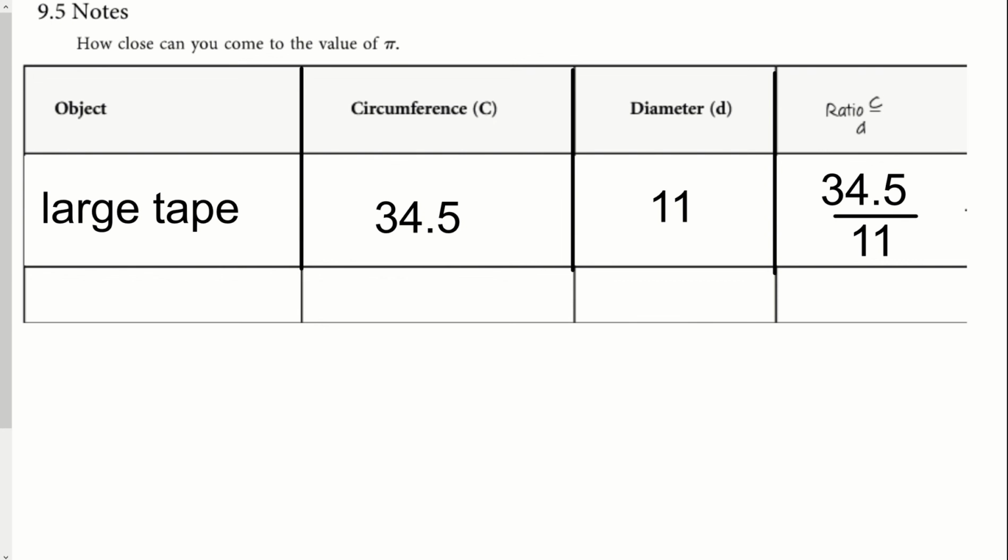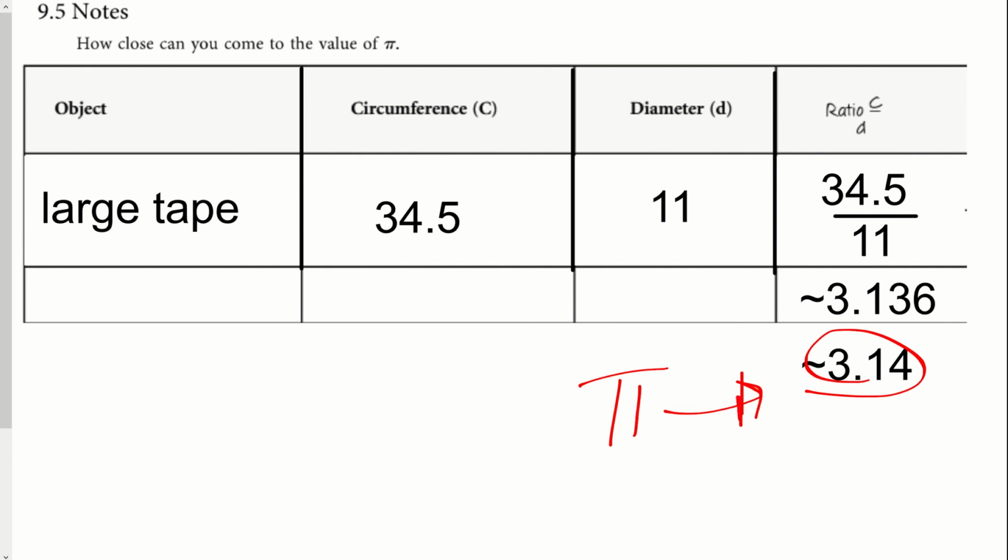And again, you can try this at home as well. Go ahead and grab your calculator, divide 34.5 by 11, and you should get approximately 3.136, rounded to the nearest hundredth, and it comes out to 3.14. Look at that, pi, there it is. So that's the whole point of this exercise, to see how close we can get to pi by measuring the circumference of a round object and dividing by its diameter. It is a ratio, no units, and it looks like we hit the nail on the head on this one.